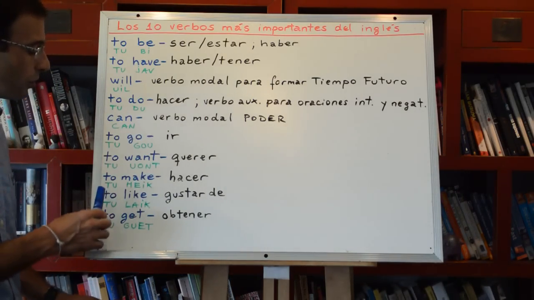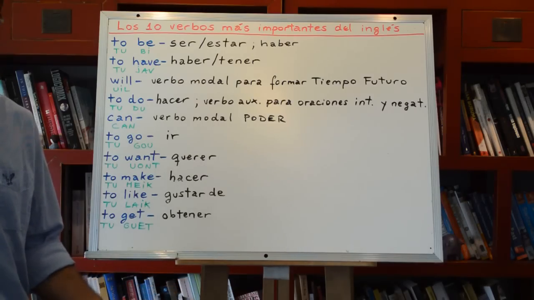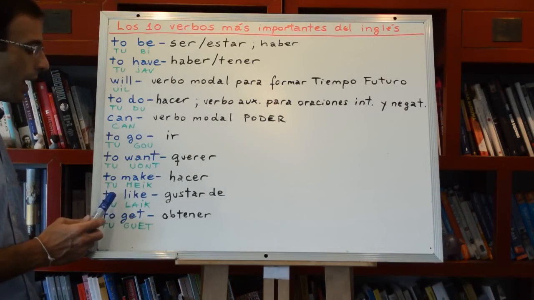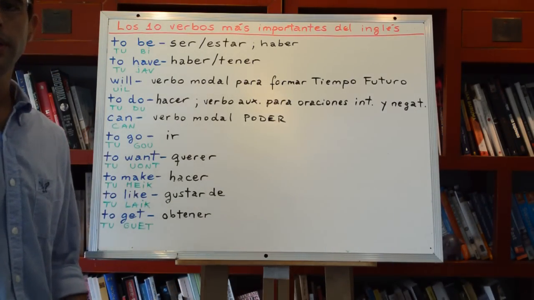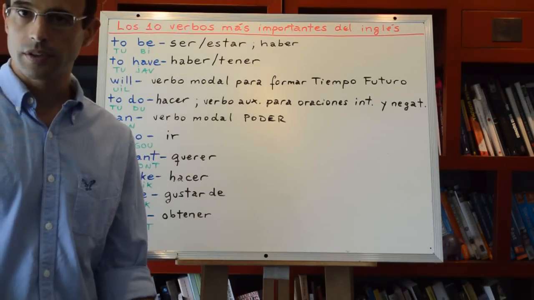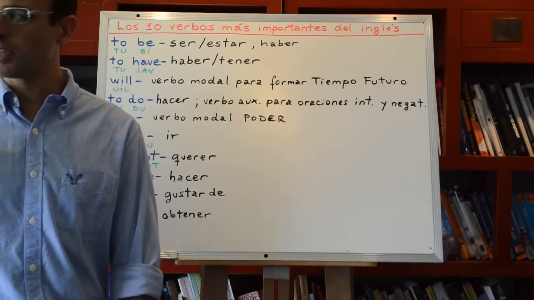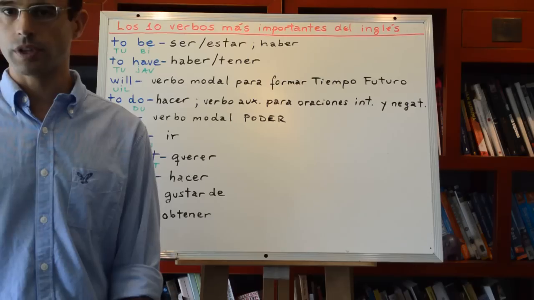Okay? In English, we use the verb to like simply like any other regular verb. For example, I like green apples. A mí me gustan las manzanas verdes. I like chocolate very much. A mí me gusta mucho el chocolate. I don't like you. No me gustas. Okay?